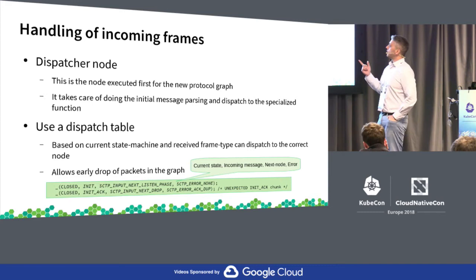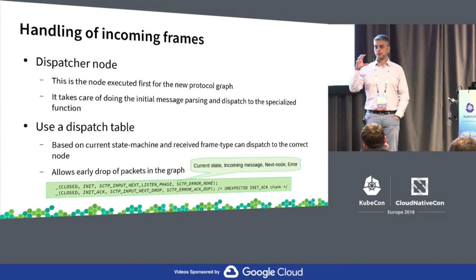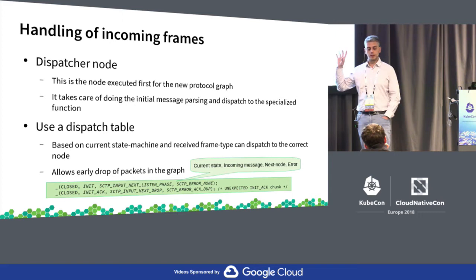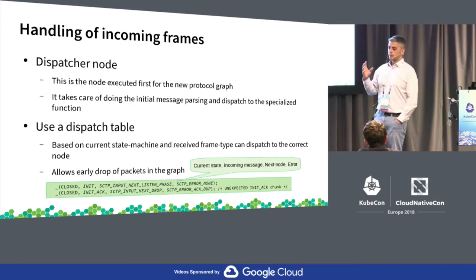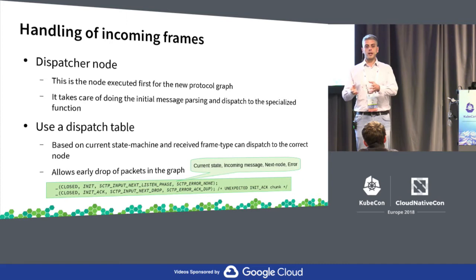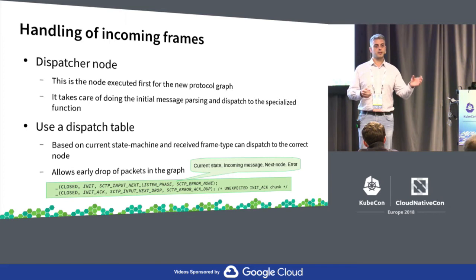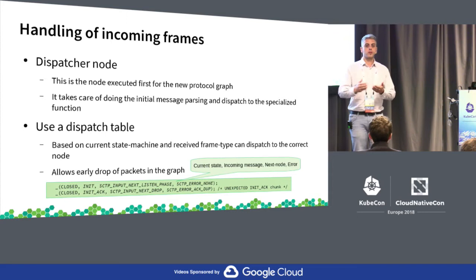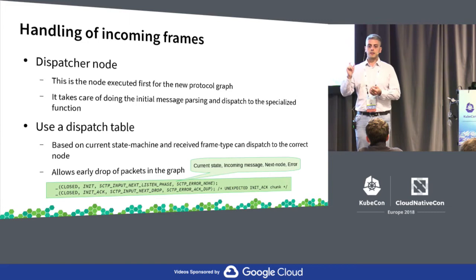So why use a dispatcher node? This dispatcher node is the node that is executed first in the graph specific to the protocol. It's a nice way of doing the overall dispatching of the messages or frames that are coming in, because it offers a couple of good points. The first thing is that it allows you to do early drop of frames, because you will know that at a specific state that you are in, your state machine can only accept a certain type of frame or message. So if by protocol a message cannot be received in a given stage, you can easily put drop as the next node of execution.